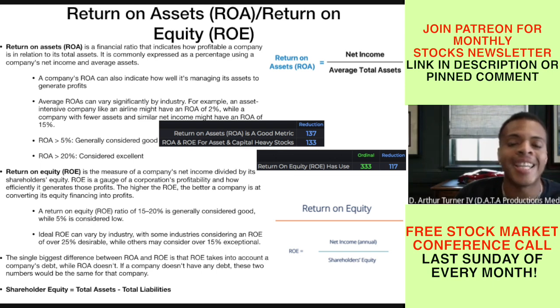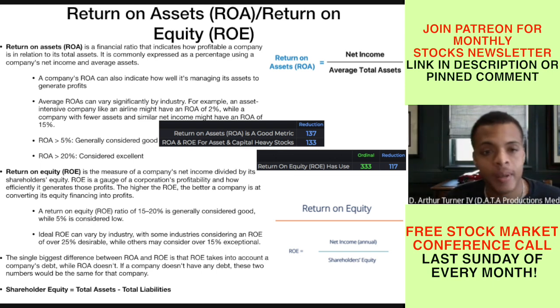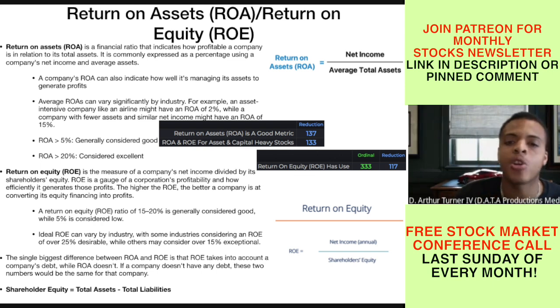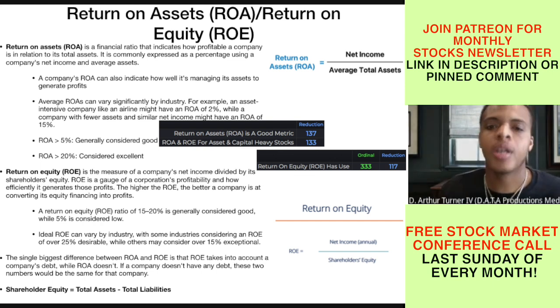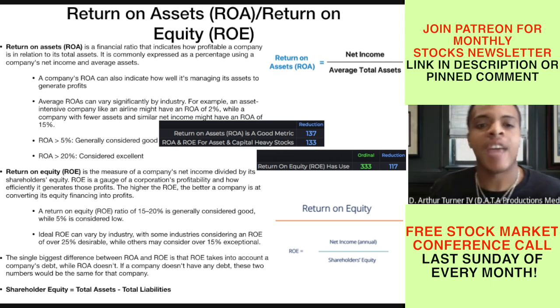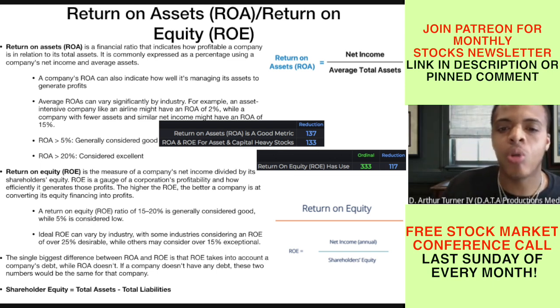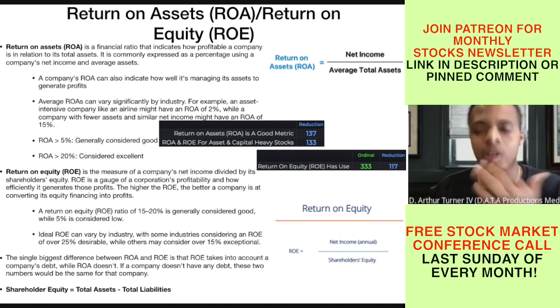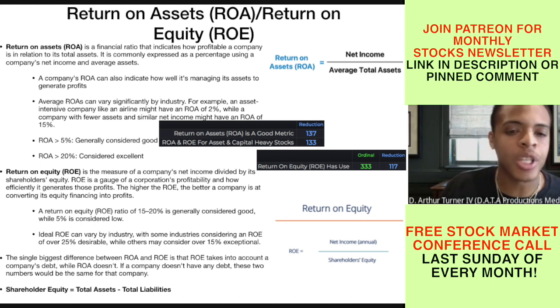And so now getting into return on equity, ROE is the measure of a company's net income divided by its shareholders' equity. ROE is a gauge of a corporation's profitability and how efficiently it generates those profits. The higher the ROE, the better a company is at converting its equity financing into profits. A return on equity, ROE, ratio of 15 to 20% is generally considered good. It's higher than the ROA, while 5% is considered low.